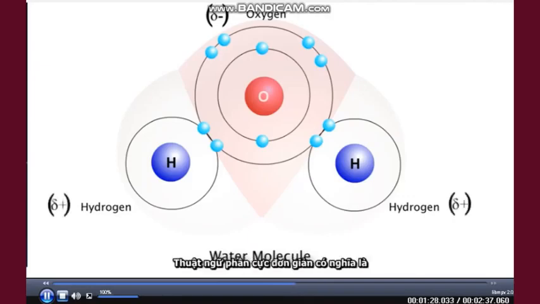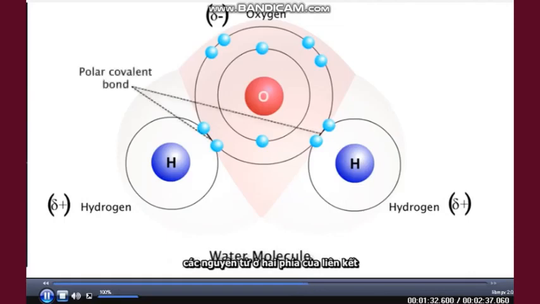This causes the bond between the oxygen and hydrogen to become polar. The term polar simply means that the atoms on either side of the bond have a partial and opposite charge.